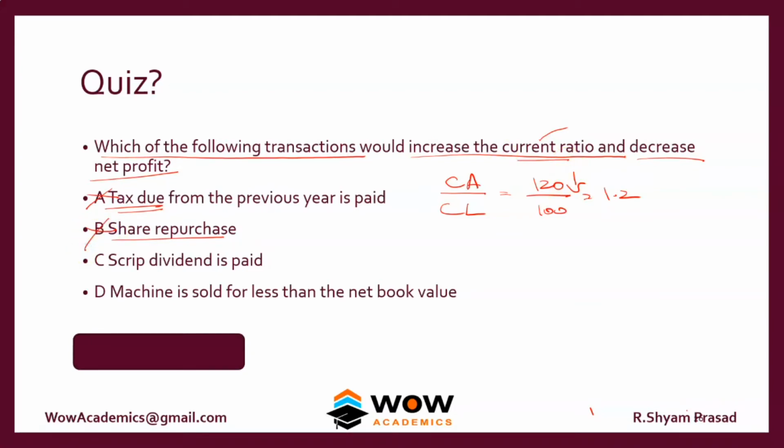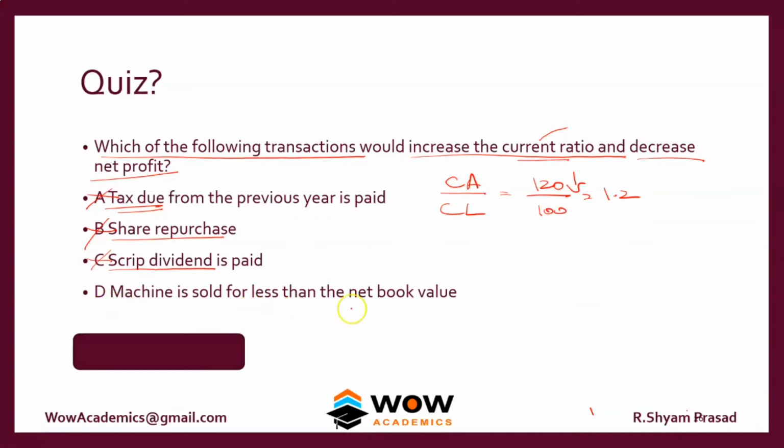So we look at the scrip dividend. If you pay a scrip dividend, it does not affect your current asset nor your current liability. So this is not the choice. So the choice should obviously be D. But still we'll work out D.